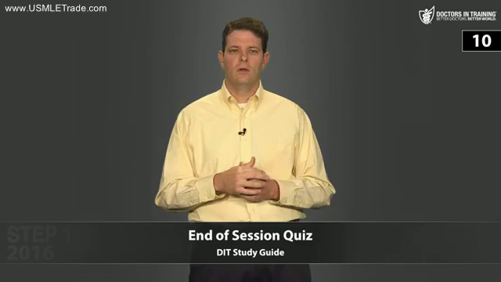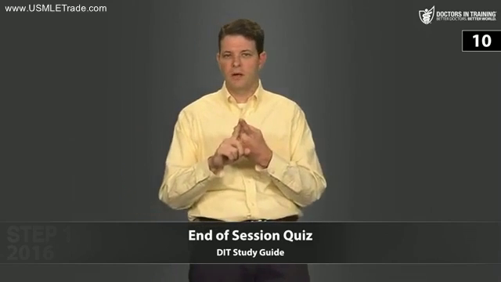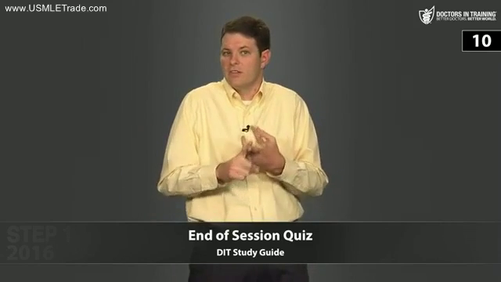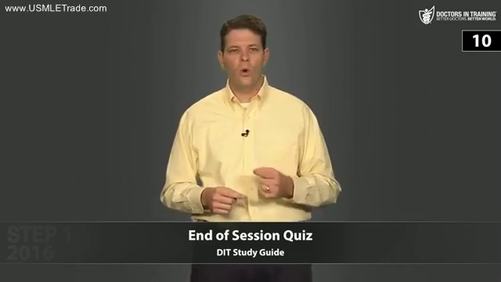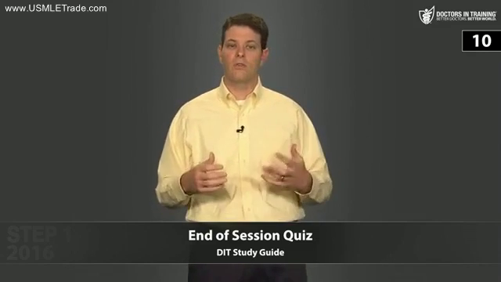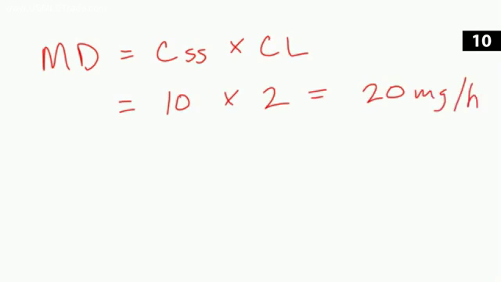Next, assuming 100% bioavailability, and again, they're either going to tell you that the drug is 100% bioavailable, or they're going to say the drug is given IV. And if it's an IV drug, you just assume it's 100% bioavailable. So assuming 100% bioavailability, what oral dose of drug X would be necessary to maintain the new target level? So we're looking for maintenance dose here. Maintenance dose is equal to the concentration at steady state times clearance. Our new concentration at steady state is 10. They gave us the clearance in the question. It's 2 liters per hour. So the maintenance dose is 20 milligrams per hour.